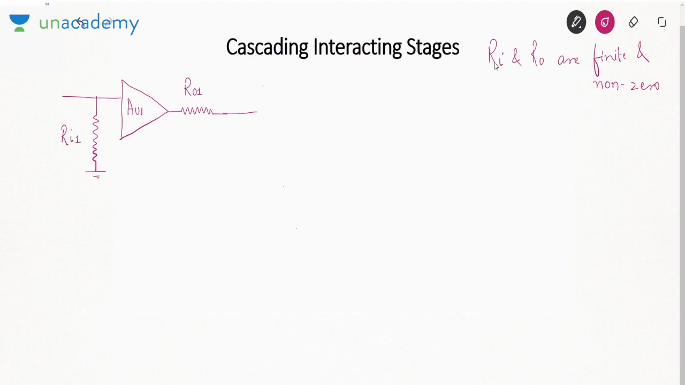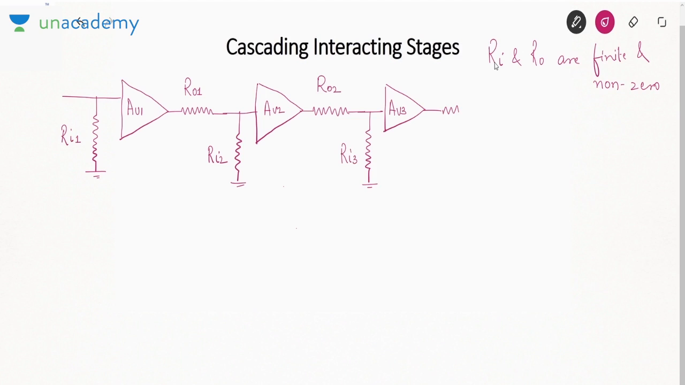Then we have the next stage. It has an input resistance Ri2 and it has an output resistance Ro2. Then we have the third stage. It has an input resistance Ri3 and it has an output resistance Ro3. And then we have the load resistance RL. Okay, so that is how we have cascaded the three stages.